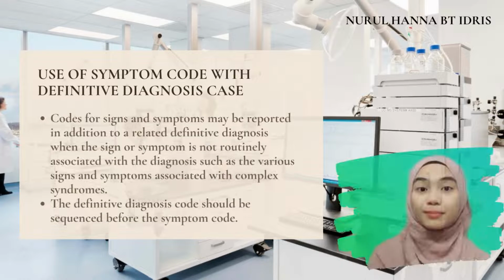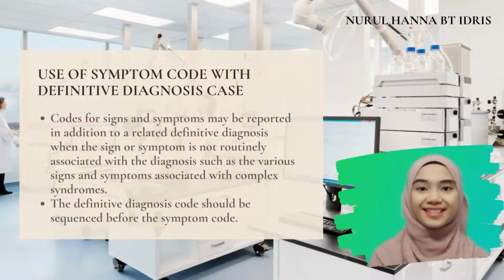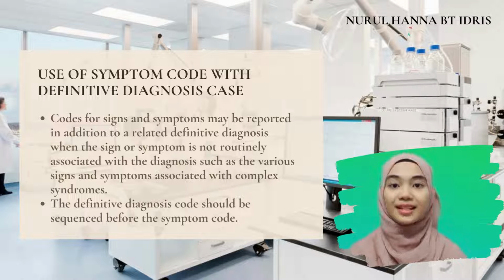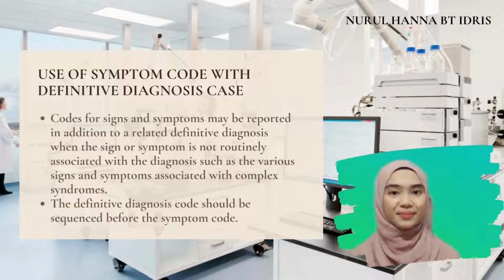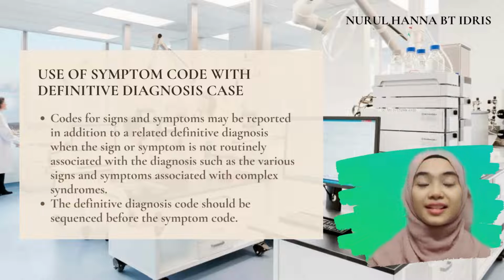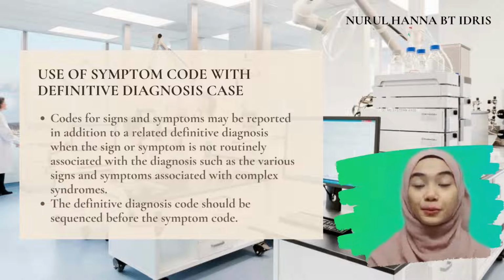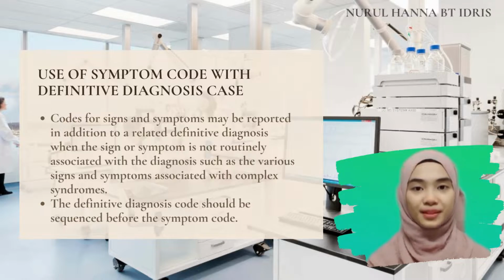The use of symptom codes with a definitive diagnosis. The codes for signs and symptoms may be reported in addition to a related definitive diagnosis when the sign or symptom is not routinely associated with the diagnosis. As an example, the various signs and symptoms associated with a complex syndrome. The definitive diagnosis code should be sequenced before the symptom codes.